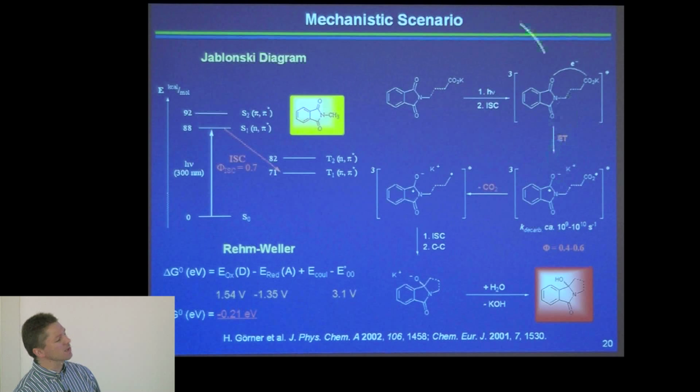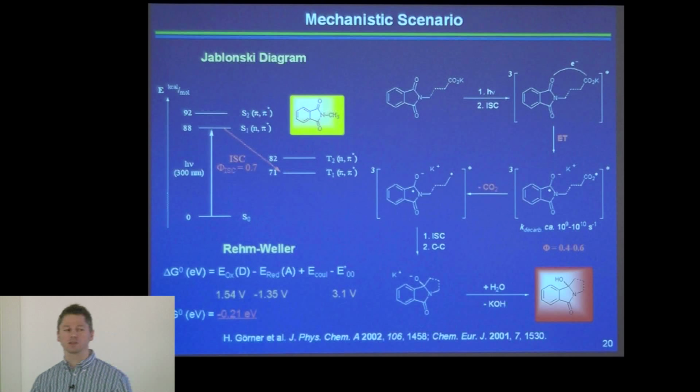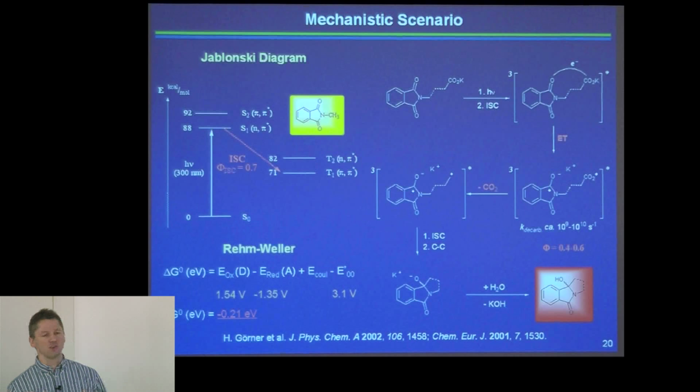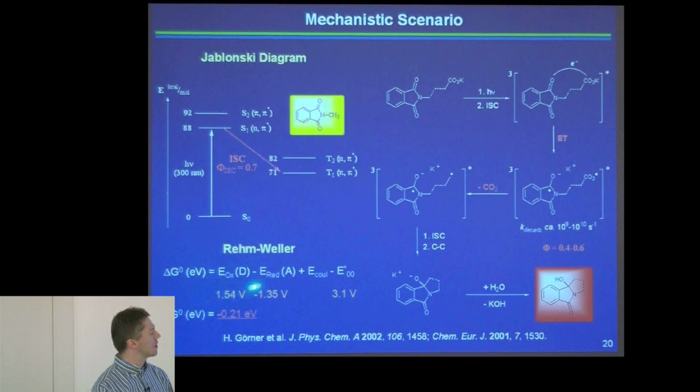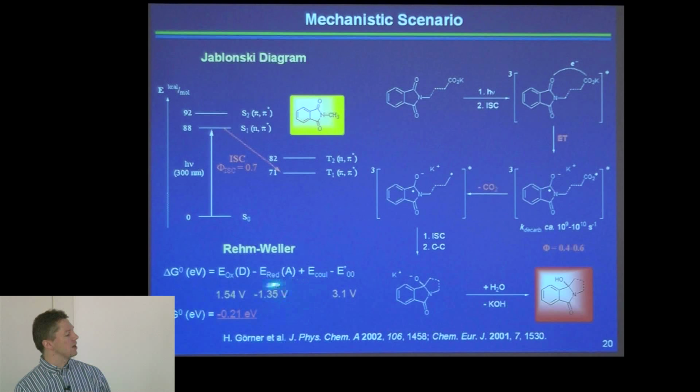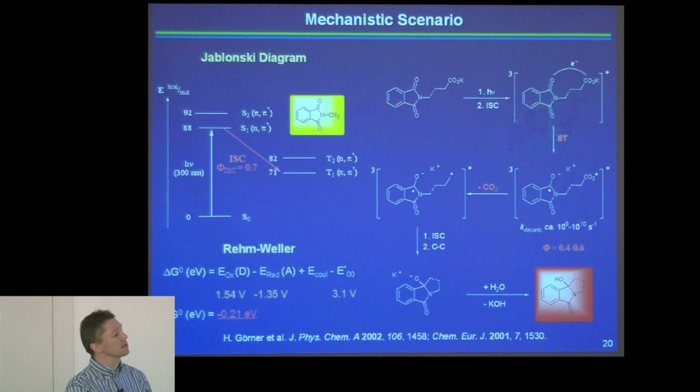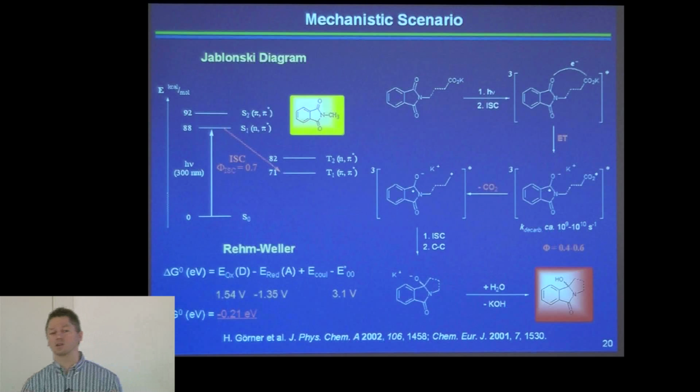This electron transfer here, you can calculate if that is actually happening or not thermodynamically. There's an equation, like the Nernst equation. There is a Rehm-Weller equation. You can put in very simple data that you can take out of the literature for reference compounds. And if you do that for the oxidation potential of acetate, this delta G for the electron transfer is negative. And that means that this electron transfer step is thermodynamically feasible, so it makes sense to postulate it.